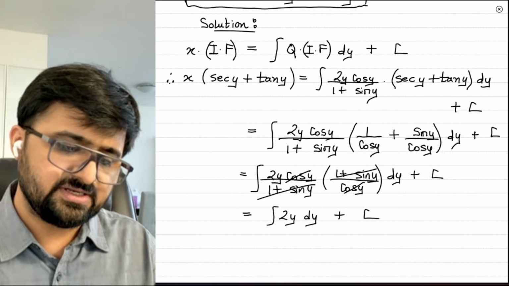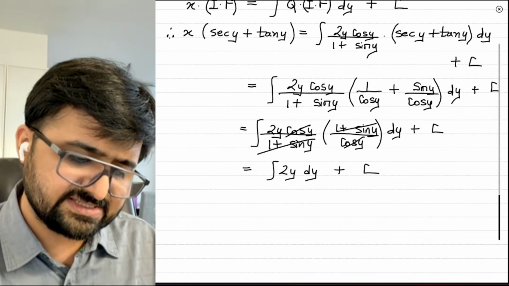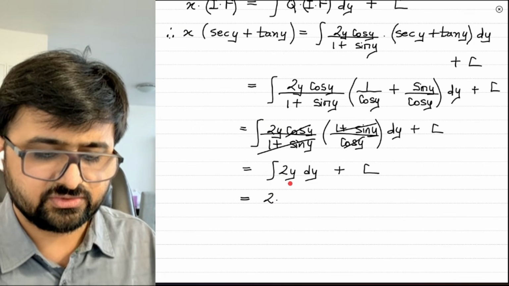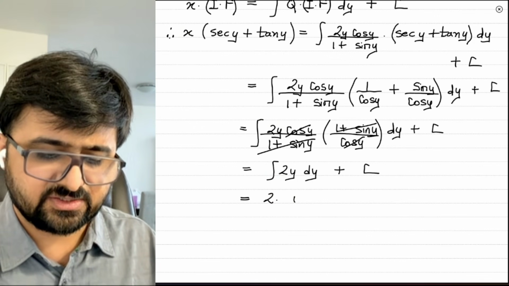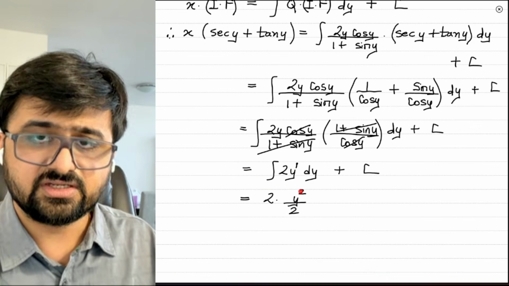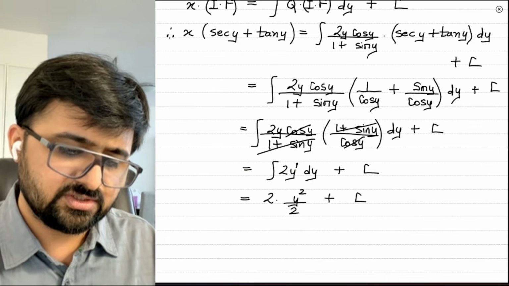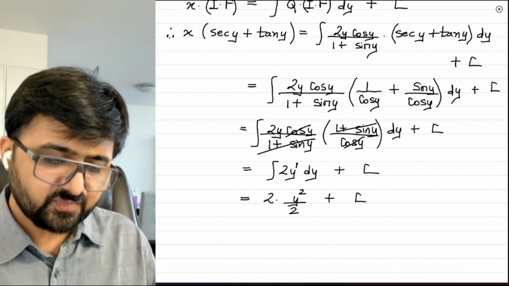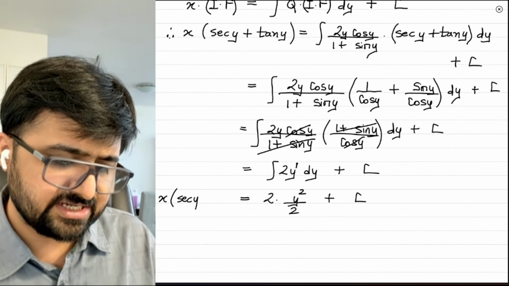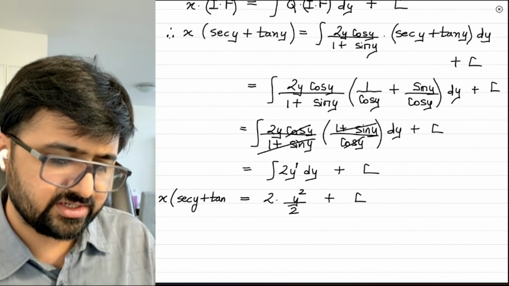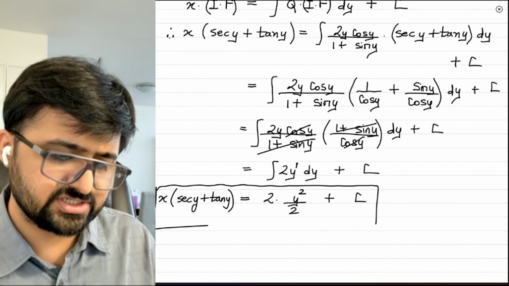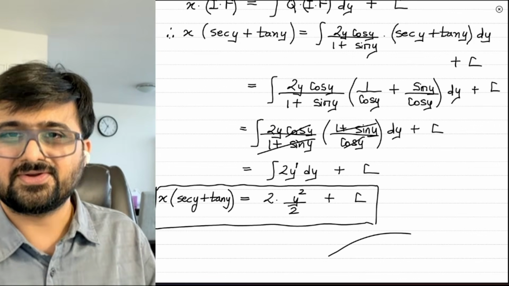2y dy plus c. Now 2 is a constant, so it can come out of the integration. So you can just write 2. Integration of y with respect to y is y square divided by 2, because this is y to the power 1. So we get y square divided by 2 plus c. And on the left hand side, we have x into sec y plus tan y. And that's the solution of the differential equation that we are looking for.